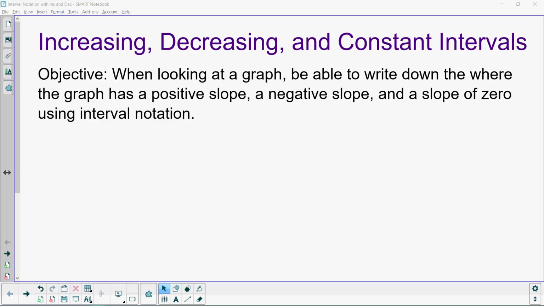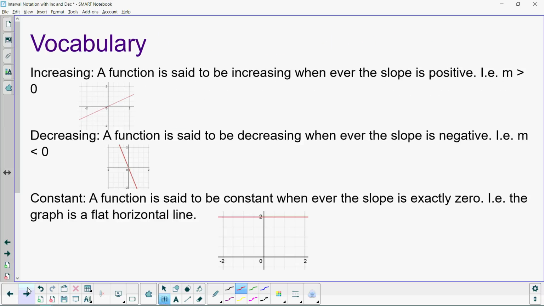We are talking about increasing, decreasing, and constant intervals today. What that means is we're going to be looking at where the graph goes up, where the graph goes down, and where the graph is flat. Those are the three things we want to be able to do today, and we want to be able to tell other people where they're at using interval notation. All right, so let's get going. Let's start with our vocabulary.